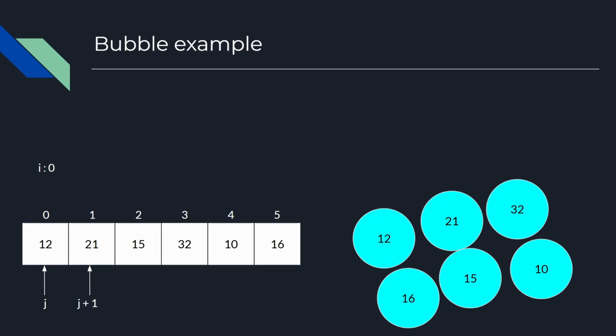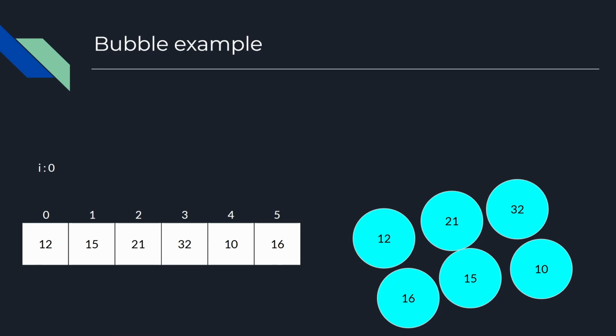When we check these two elements, we can see that they are not out of order, meaning that we will not be performing any swap. Moving on, j gets incremented. j is now 1, and j plus 1 is now 2. When we compare these two variables, however, we can see that they are not in order. So we will perform a swap. So 15 gets swapped with 21.